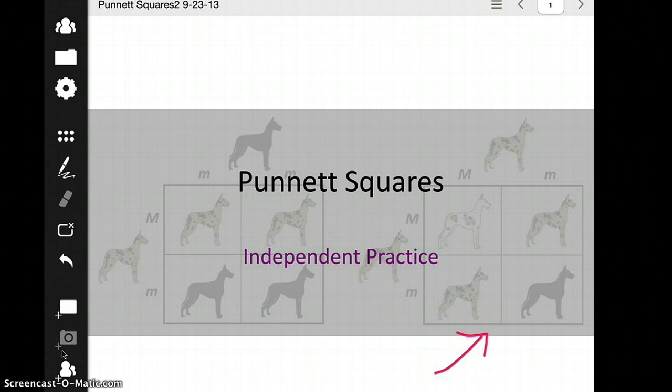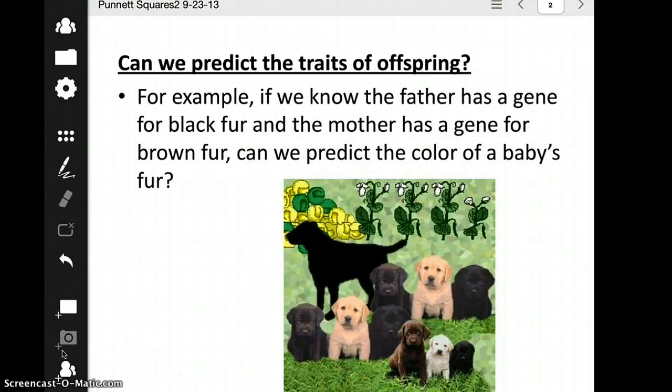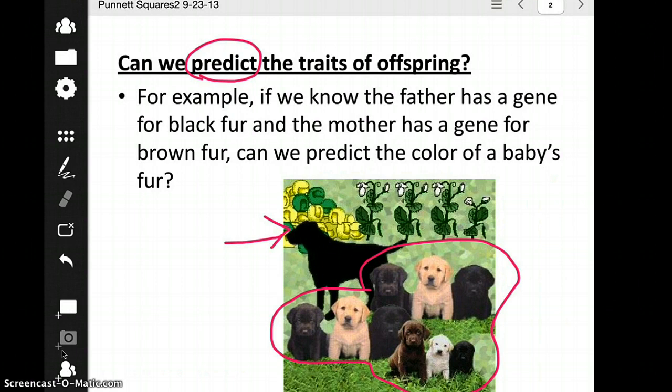And they have a lot to do with what our unit is about, and that's genetics and how traits are passed down from parent to offspring. So here's our question. Can we predict the traits of offspring? For example, if we know the father has a gene for black fur, so let's say this is the father, and the mother has a gene for brown fur, can we predict the color of a baby's fur? Is there a way to figure this out ahead of time if we know the genes for the father and mother? That's what we're going to explore today.